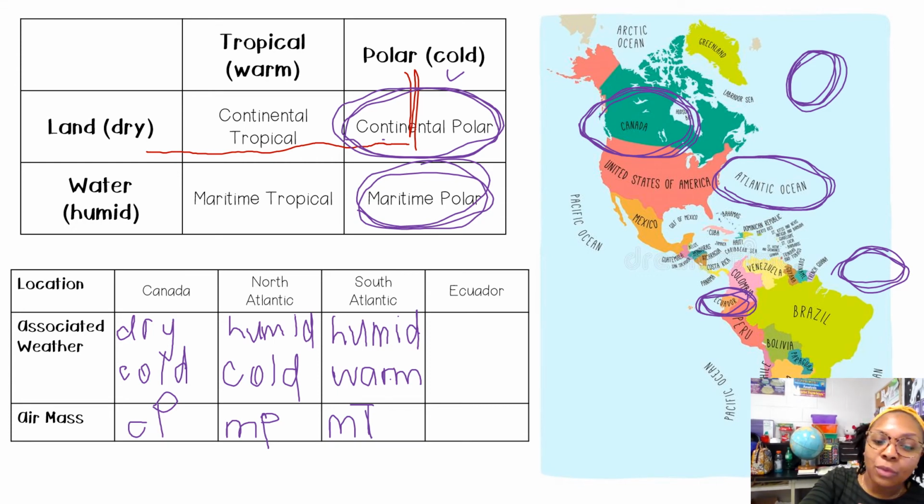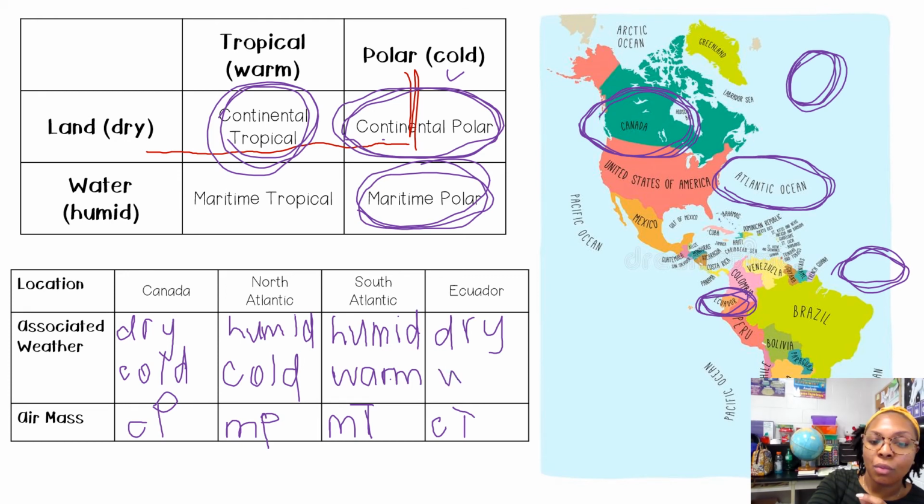All right, so Ecuador, we know that it is over land, so I'm going to put a little C. All right, and it is in the south, so I'm going to say that that is tropical. So it's in the south, it has that tropical weather. It's in the tropical region. So it is continental tropical. So I know that if it's continental tropical, that weather is going to be dry and warm.